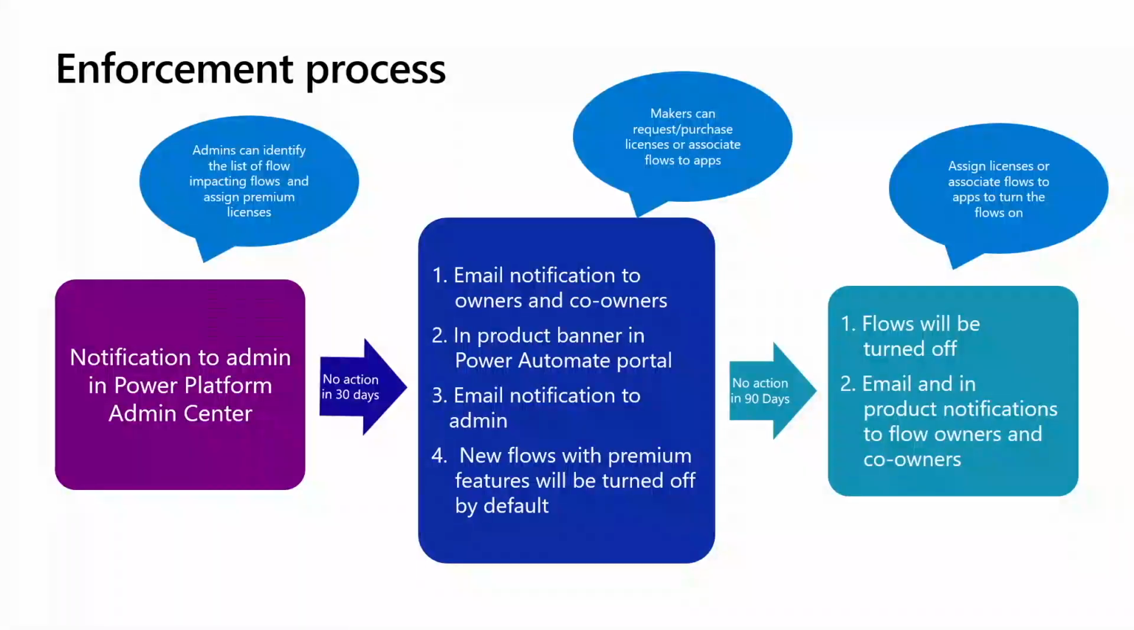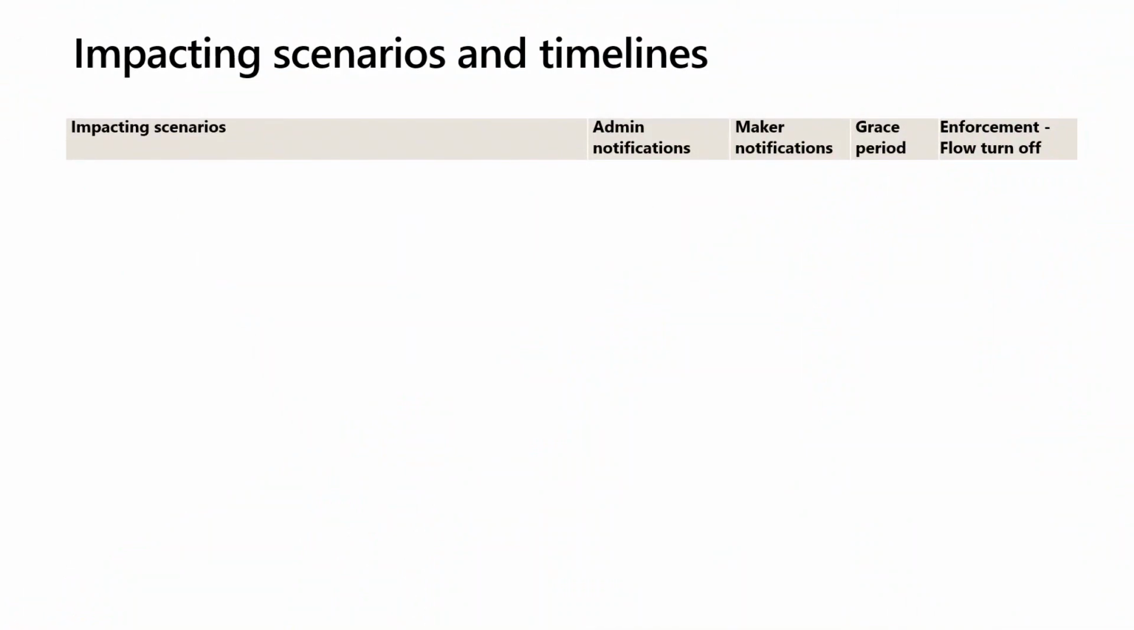Again, if no action is taken for 90 days, non-compliant flows will be turned off. We will send an email notification to owner and co-owners. At any stage of the process, admins or owners can assign the premium licenses or associate these flows with corresponding apps. Let's look at impacting scenarios and timelines. These timelines include initial admin notifications to the actual enforcement dates. We are deploying these enforcements a geo-region at a time, so these dates may vary based on your location.